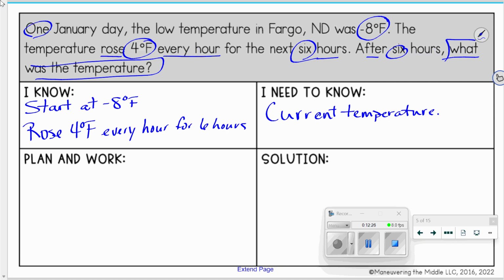Okay. So now here's the plan and the work. This will be interesting to see how you guys did this. See if you listened to the caution I gave you. I added 4.